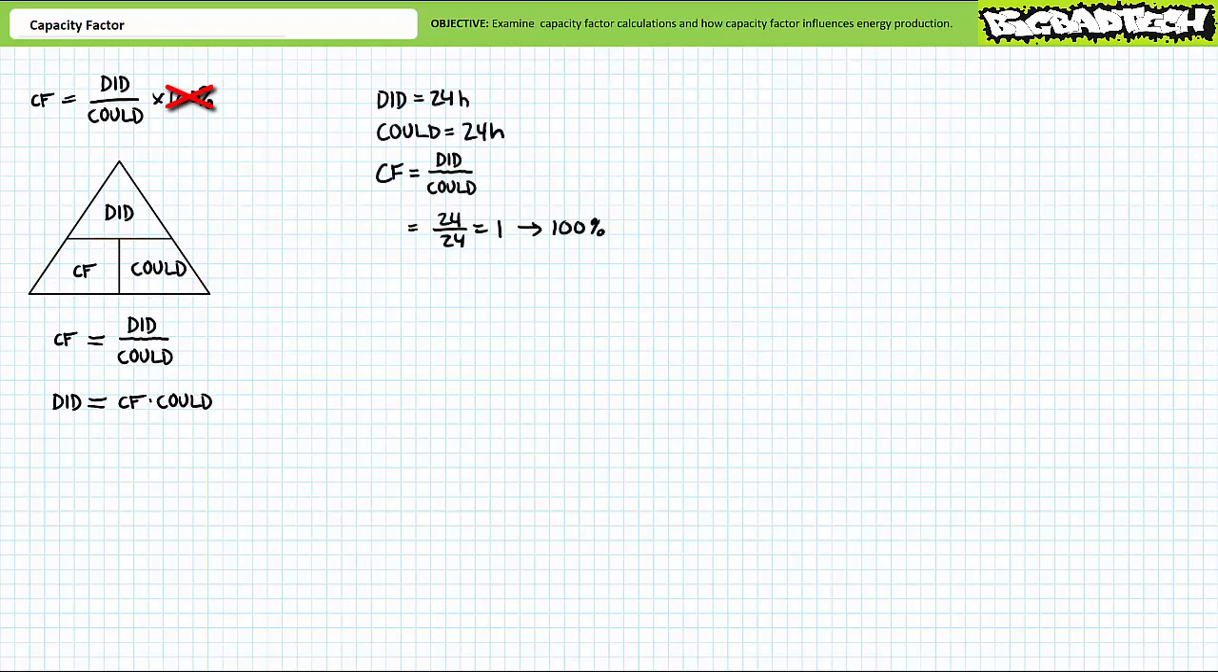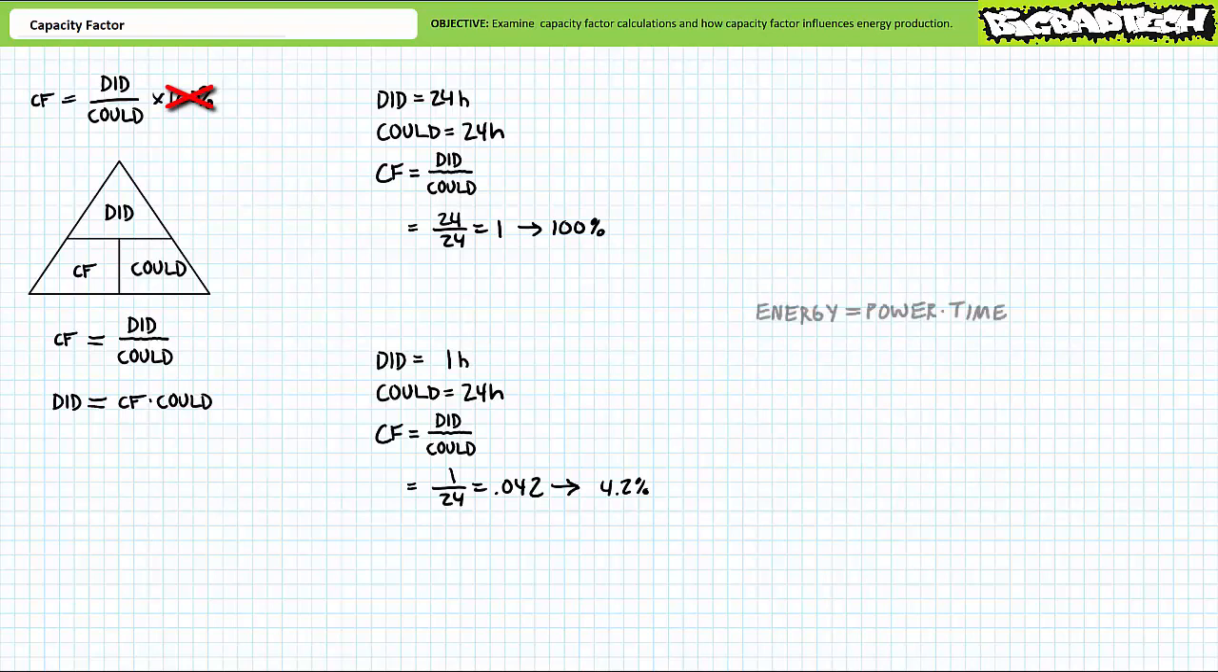If a facility really does run at full capacity for 24 hours a day, it runs at full capacity or 100%. If, however, the facility typically runs at full capacity for only 1 hour a day, the capacity factor is 1 over 24, expressed as a percentage is roughly 4.2%.